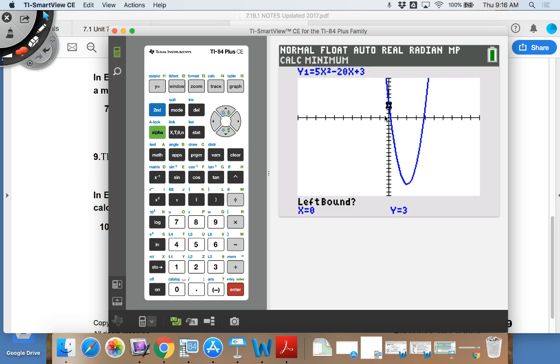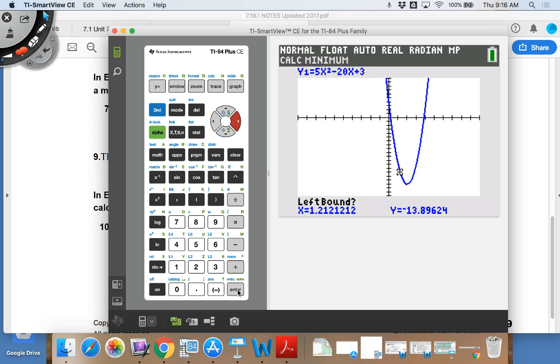Now here's the deal. This little, I like to call him a spider, shows up and he's going along our parabola. Down at the bottom it says left bound. So we're going to move our spider down towards the vertex, but it's got to be on the left side of the vertex. And yours isn't moving? Go left. Just use the right and left arrow.